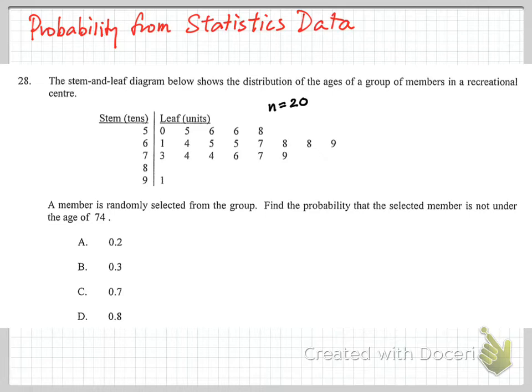So we want to find the probability that the selected member is not under the age of 74. So we have to cherry pick from the diagram. What are the data points that are not under 74? Note that not under 74 includes 74. This is extremely important in the counting of this question. Not under 74 means that it includes 74 and up, or anything higher than 74, including 74.